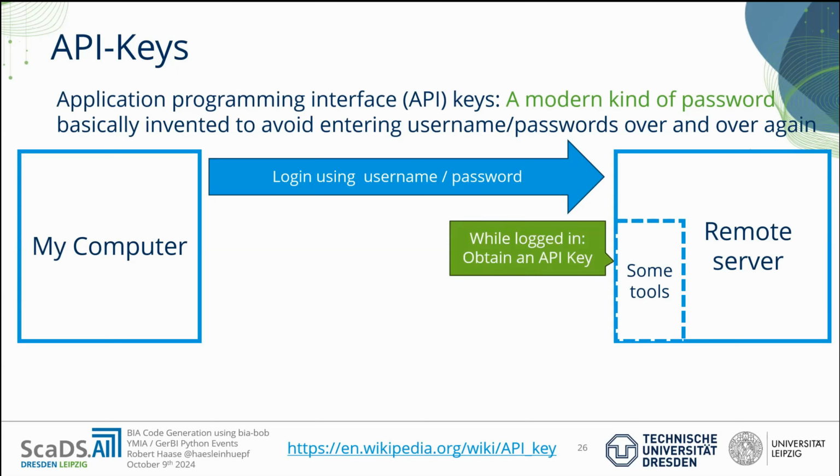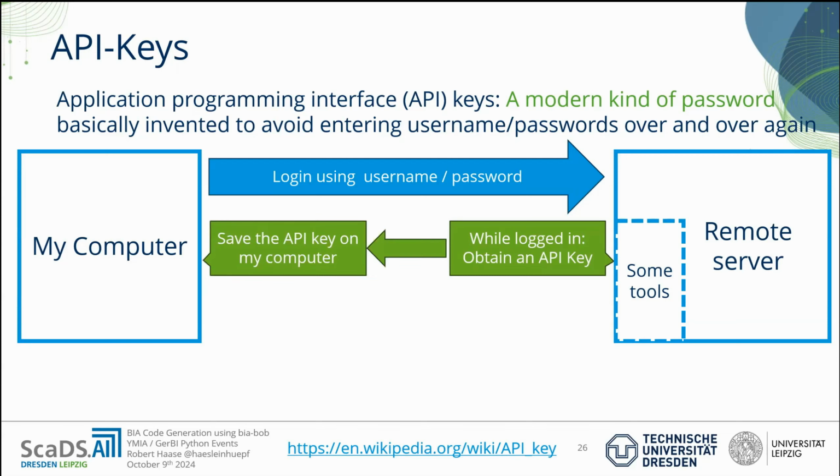So I log in, and then from the server, I create an API key. And this API key is certainly valid for my user account, but only valid for some of the tools over there. So this API key allows me to, for example, use the language model on the Google server, but it does not allow me to read my emails or similar.